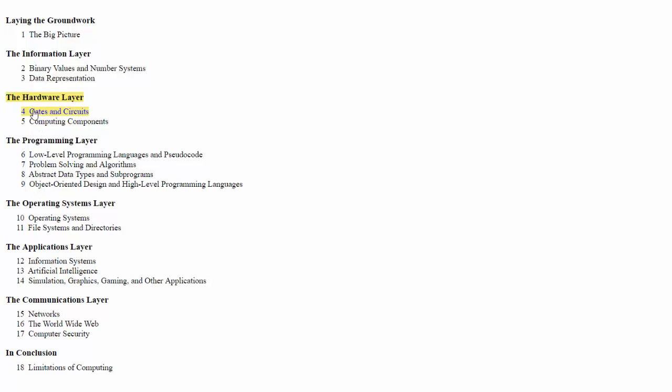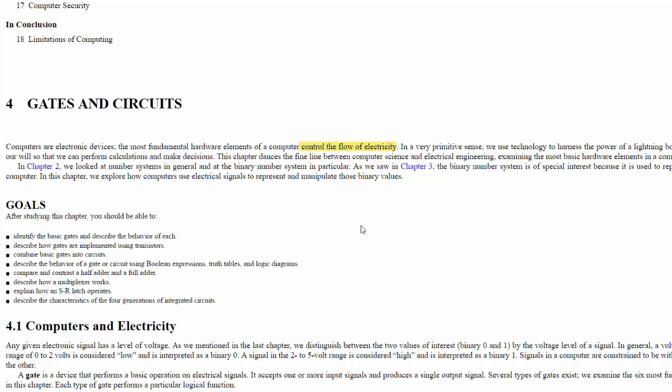In this video, we're looking at gates. If you look at pages 92 and 93, you will see we are now in the hardware layer. So we've moved from the information layer, learning how data is represented inside the computer, and we'll be looking at the actual gates and transistors that make the computer move these ones and zeros around. As you see on page 93, what we're concerned with in this chapter is the control, the flow of electricity.